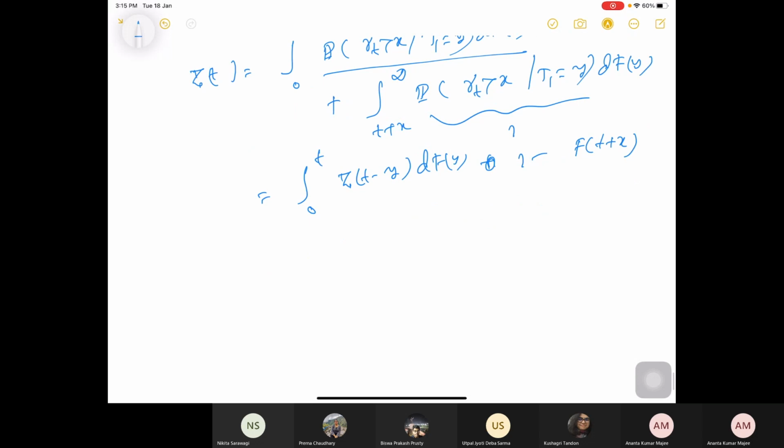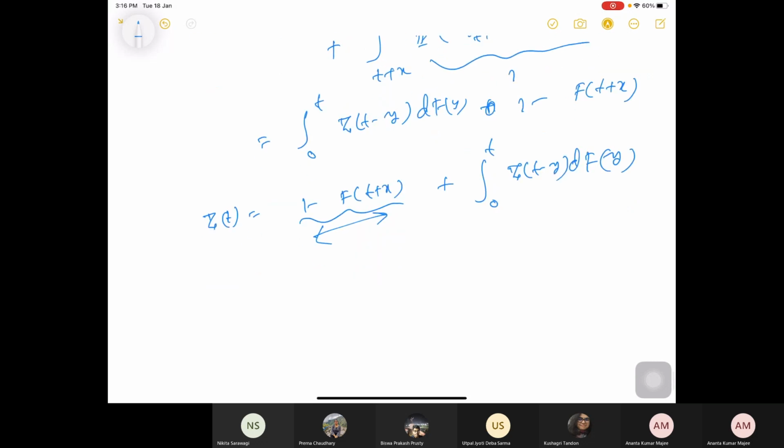So what I have is zt equals 1 minus F of t plus x plus the integral from 0 to t of z of t minus y dFy. So now you see that it is of the form of the lemma. The only thing is that I have to show that this is bounded, but this one is bounded because F is your distribution function, so 1 minus F of t plus x is bounded. Hence, the one and only one solution to this renewal equation is given by this form.